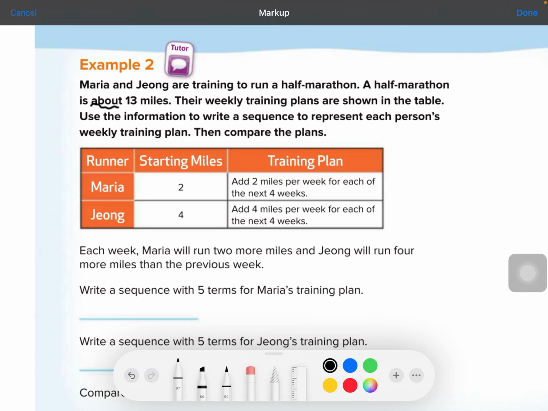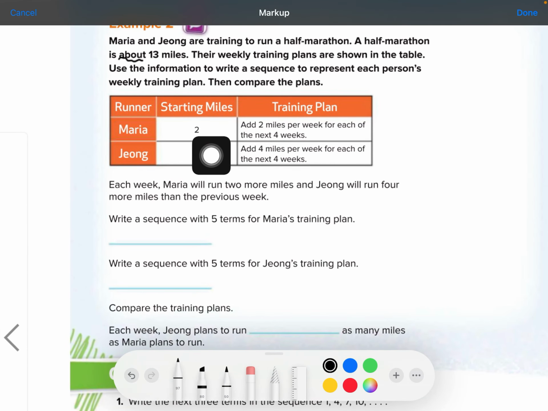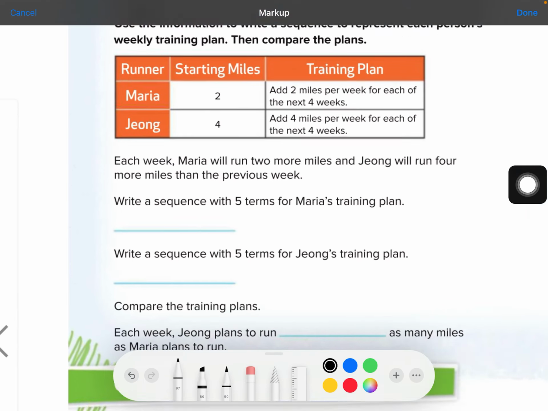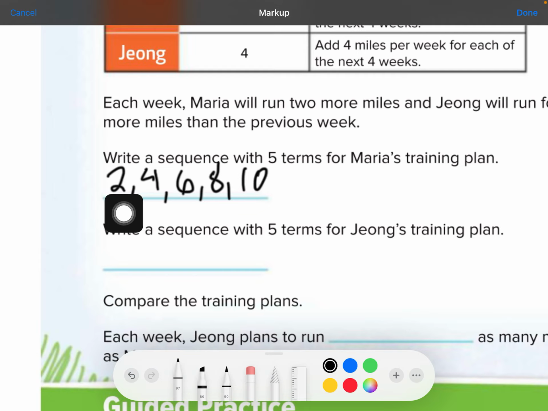Okay, so we're going to do a sequence for Maria and a sequence for Huang, and then we're going to compare the 2 of them, okay? So let's look at Maria. Maria, starting is 2 miles, and she adds 2 miles per week for the next 4 weeks. Okay, so let's worry about Maria. It's skip counting by 2. So we're going to go 2, 4, 6, 8, 10. We go this far because it said she starts at 2 miles and then it goes for the next 4 weeks. So we have to have 4 more terms. 1, 2, 3, 4. There's our 4 terms.